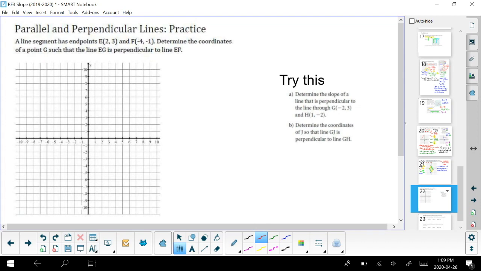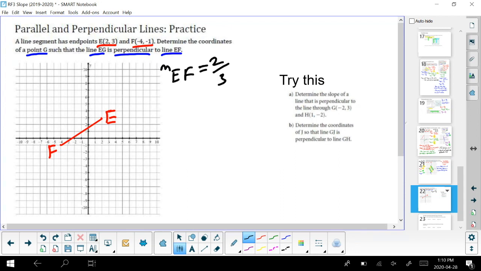So on this page here, we have two endpoints, 2, 3, and negative 4, 1. Let's go ahead and plot those and then draw a straight line through them. Then we'll label each of those points. So we're now being asked to find a point G such that EG is going to be perpendicular to my original line EF. So the first step that we need to do is figure out what the slope of E to F is. So we can do that graphically, or we can use the slope formula.